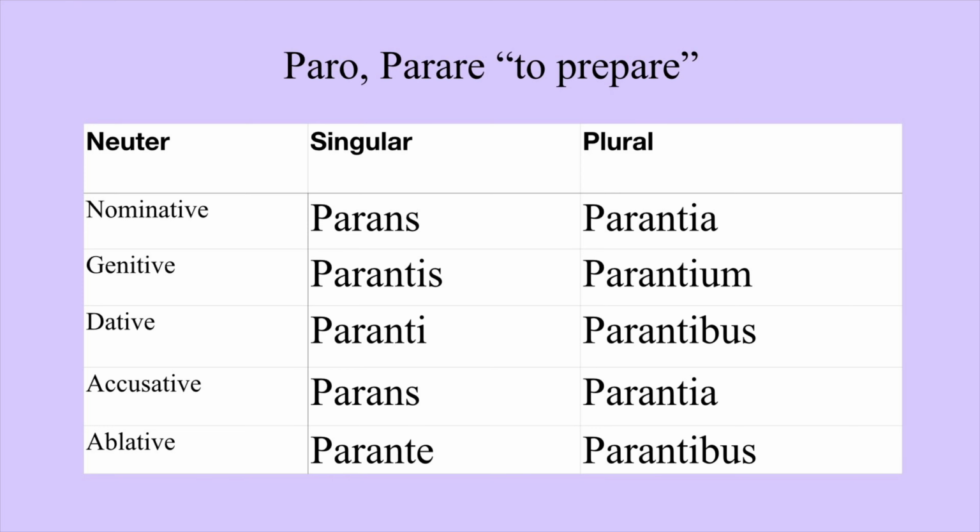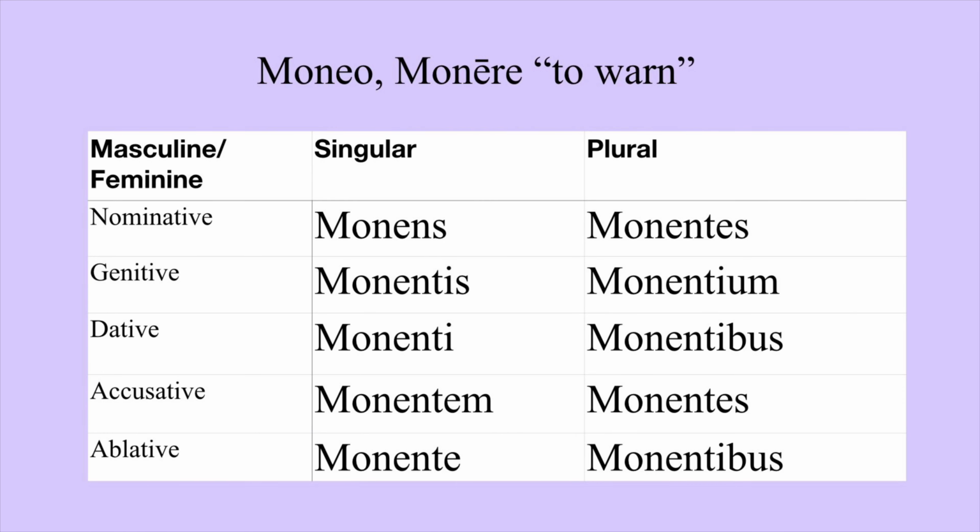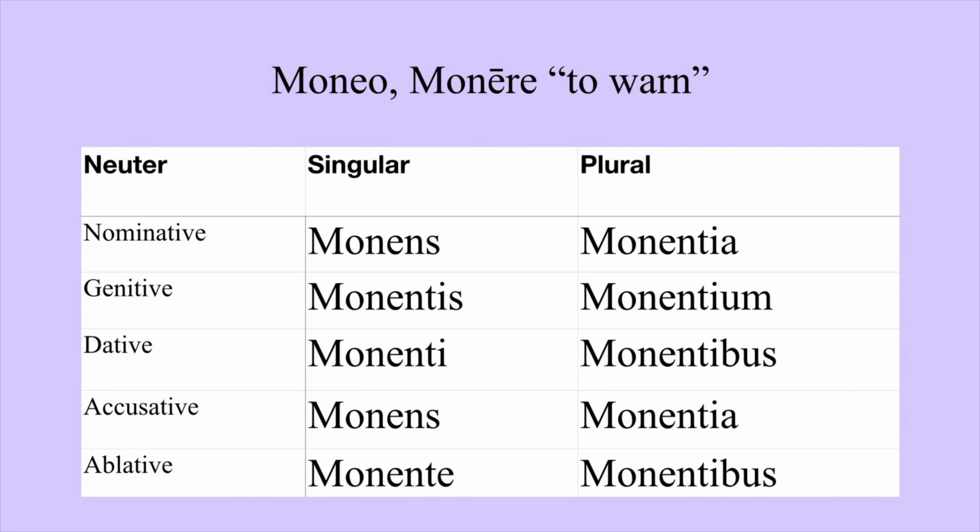So why don't we look at a second conjugation verb, moneo, monere, to warn. And we notice it's just what we expect. Monens, monentis, monenti, monentem, monente, monentes, monentium, monentibus, monentes, monentibus. And of course, in the neuter, we're going to have just a slight change for the accusative singular, which must match the nominative singular, and again, the nominative and accusative plural, which will change their ending to -ia, right? Monentia.